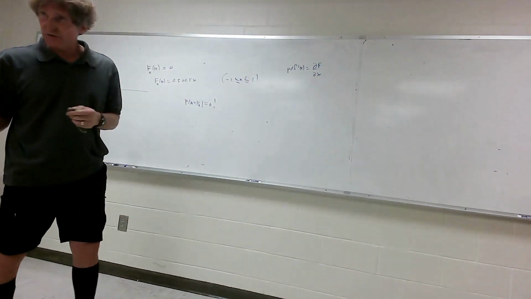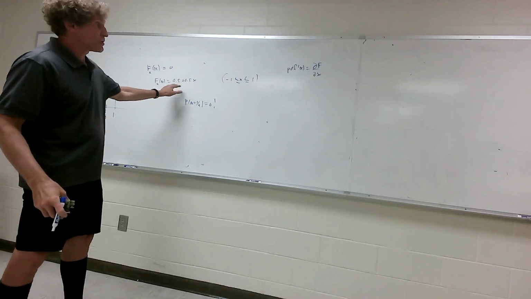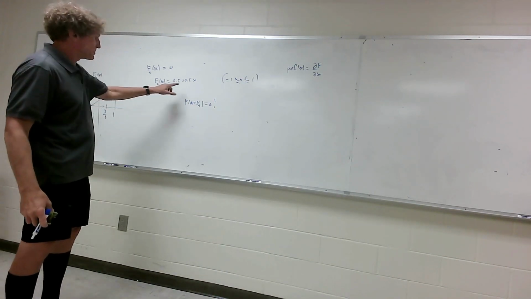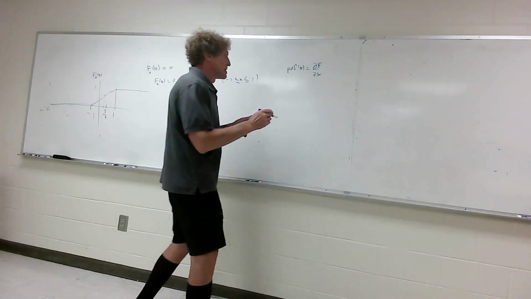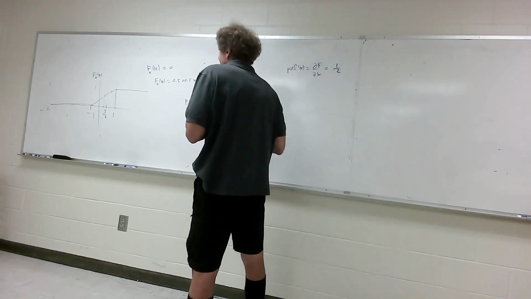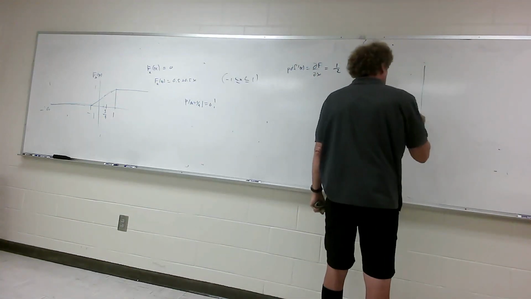Remember, F is a distribution function. Y'all with me? What's the derivative? This would only be true between -1 and 1. It would be 0 everywhere else. But what's the derivative of that? 1/2. Just 1/2, right? Now if I were to plot the probability density function for this, it looks like this.